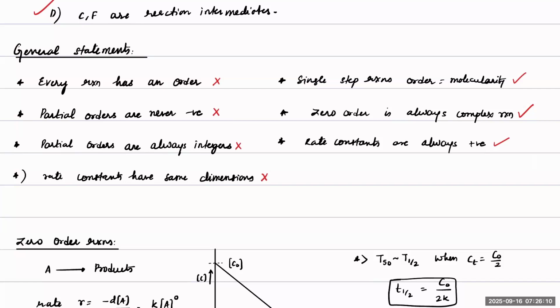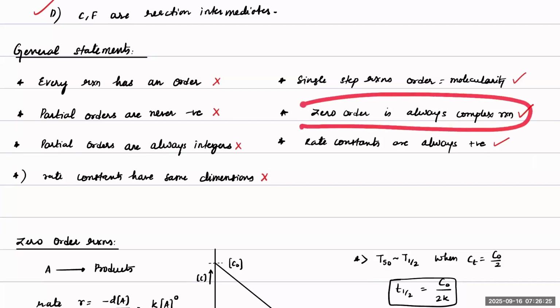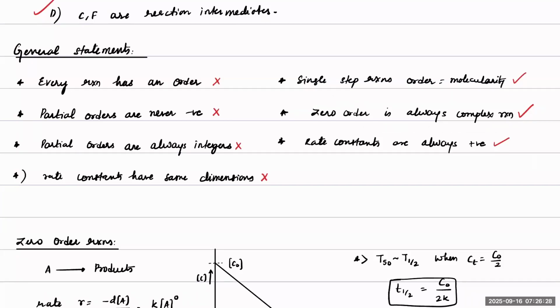Rate constants have the same dimension? Not necessarily. Correct? And for a single step reaction, order is equal to molecularity. Yes, because for an elementary reaction, order and molecularity are the same. Next, zero order is always a complex reaction. Yes, in fact, it is always complex. Rate constants are always positive values. That is always constant. Let me add a few more. Overall order is always positive. Is it true? True. Overall order is always positive, otherwise the reaction is not happening. Correct?